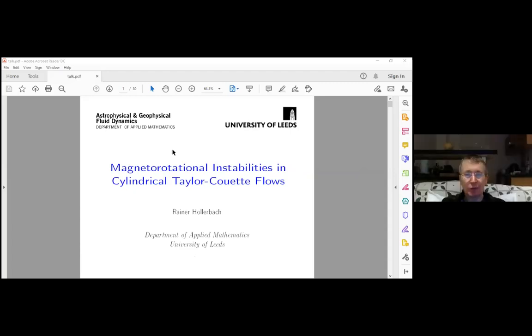Okay, right. So that's what I want to talk about, magnetorotational instabilities in cylindrical Taylor-Couette flows. As Kostas just said, my background is in geophysical fluid dynamics and astrophysical fluid dynamics, to a large extent, though also just general classical fluid dynamics. I will approach this magnetorotational instability from this background of classical fluid dynamics in cylindrical Taylor-Couette flows. I'll also say a little bit about the astrophysical application of it. So that's the basic idea that we want to start out with.